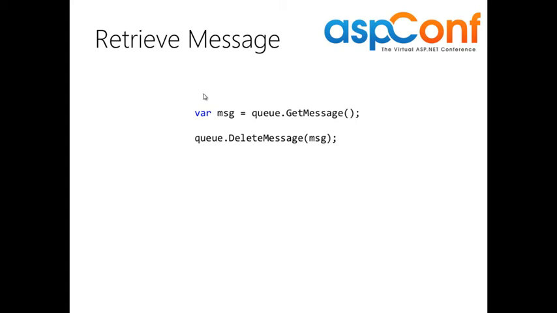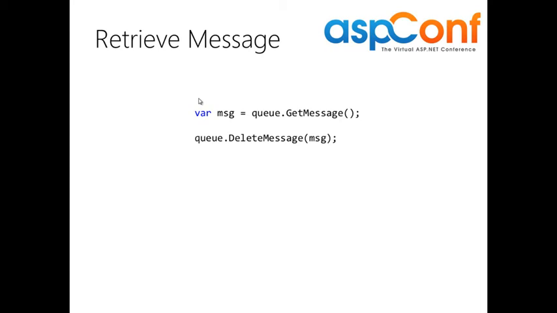What'll happen is when you call queue.getMessage, that message then becomes invisible to any other processes. So if you have multiple worker roles that are reading off the queue, then they're prevented from picking up the same message, because the first one that gets it will actually mark it as invisible.